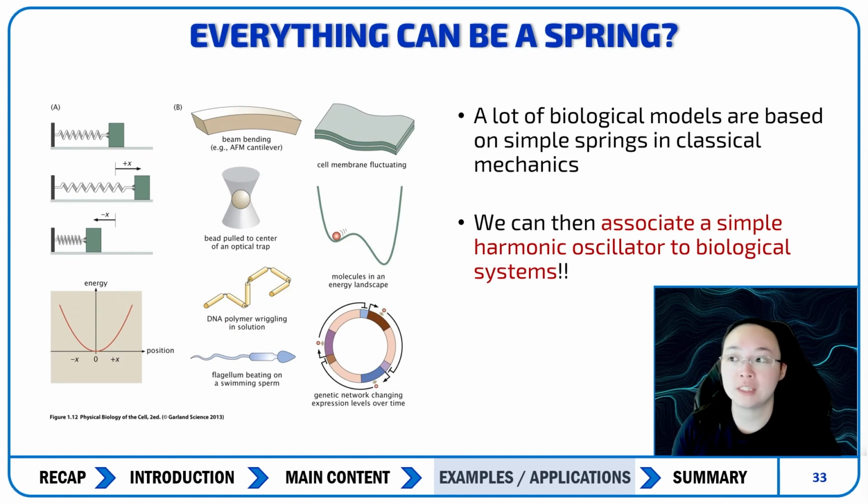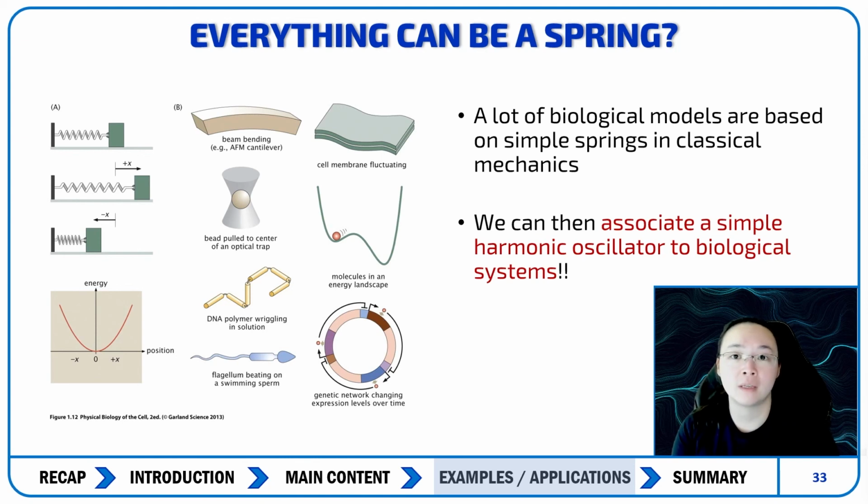Finally, the question is, can everything be a spring? In physics, many things can be modeled as springs, and there are a lot of biological models that are based on simple springs in classical mechanics. So from here, the assumption is that when a spring is relaxed and at resting length, the energy involved is at a minimum. So when you're looking at biological models, for example, if you're doing some atomic force microscopy imaging and the tip of the cantilever bends, then that means greater energy is involved.